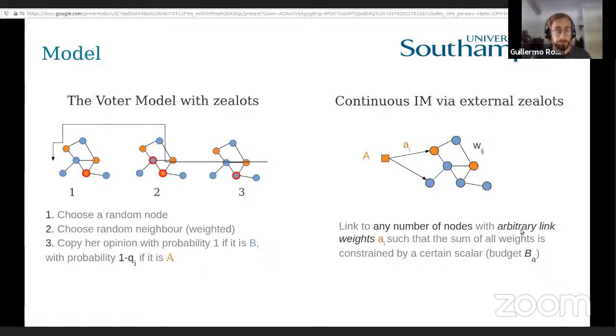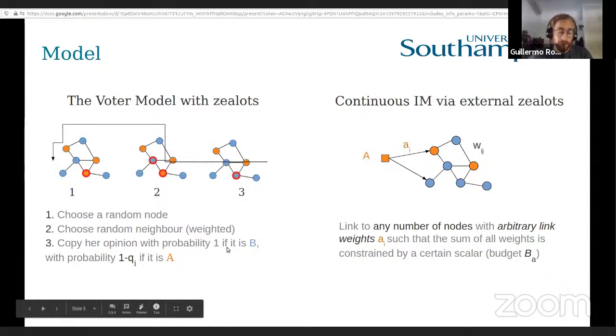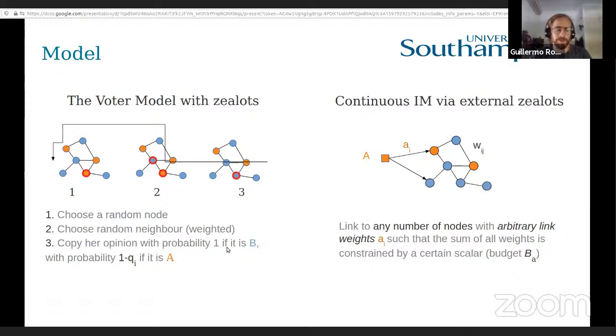So I'm going to explain now the model that we use, which is the voter model, a very classical model in opinion dynamics. The voter model works like this: you select one node at random, then you select one of the neighbors at random, with a probability proportional to the link weight between the nodes. And then the first node copies the opinion of the second node. With the zealots here, opinion B is copied with probability 1, but opinion A is copied with probability 1 minus Q. So the nodes that are zealots are zealots towards opinion B. They are biased towards B.